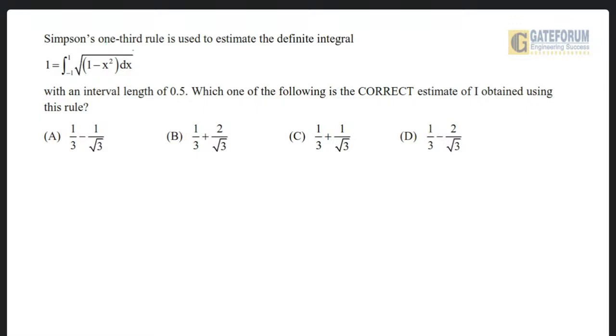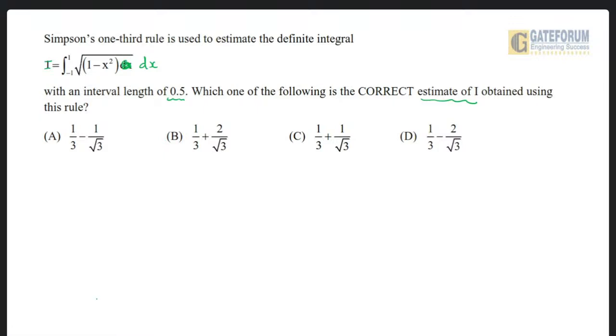Simpson's one-third rule is used to estimate the definite integral I, which is equal to the integral from minus 1 to 1 of the square root of 1 minus x square dx. Square root is for 1 minus x square only, dx is outside the square root. This is dx, with an interval length 0.5. Which one of the following is the correct estimate of I obtained using this rule? This is from engineering mathematics, from the topic numerical methods, subtopic numerical integration, Simpson's rule.